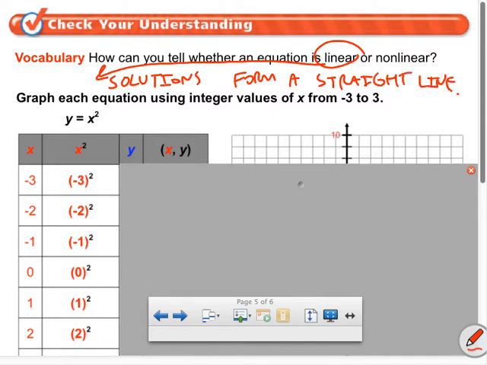And the opposite of that would be the solutions for a nonlinear relationship or nonlinear equation. They do not form a straight line. So absolute value function, parts of it are straight, but the entire graph is not straight. There's a point of reflection where it flips up.